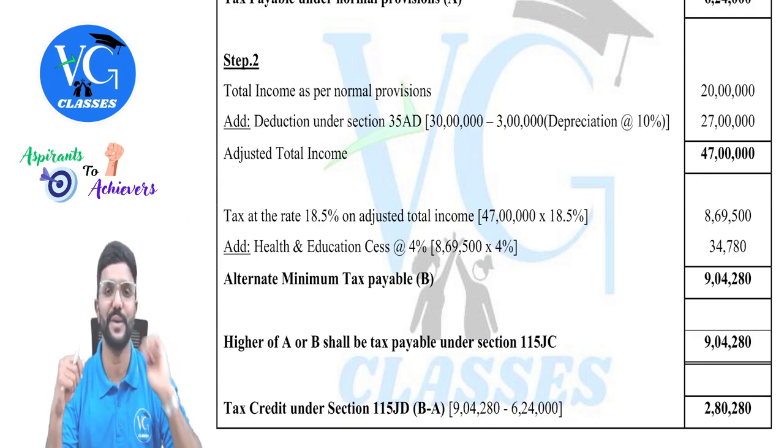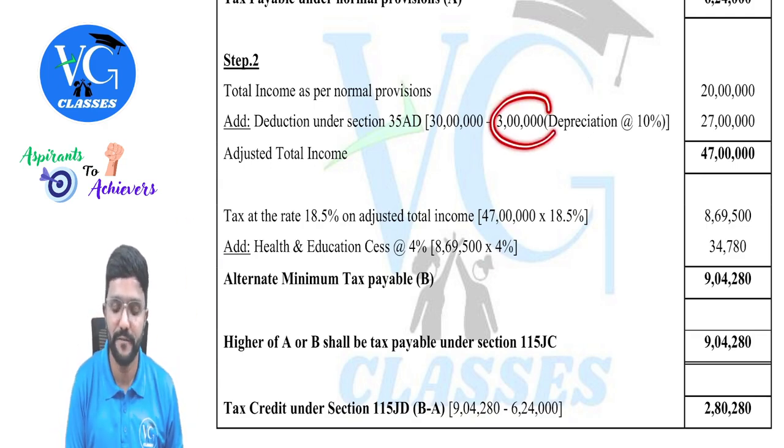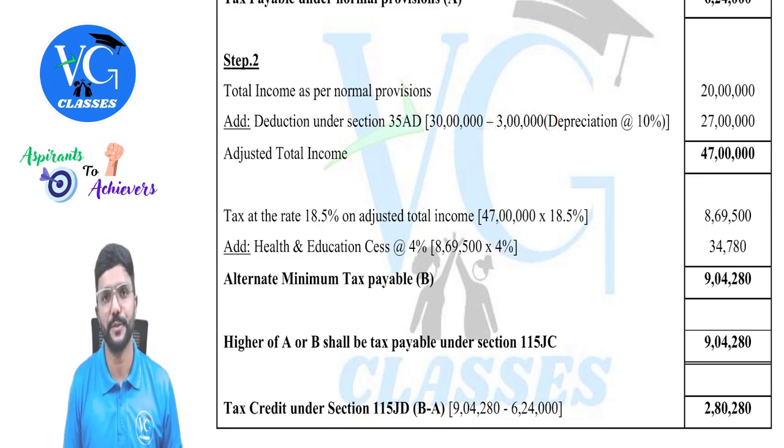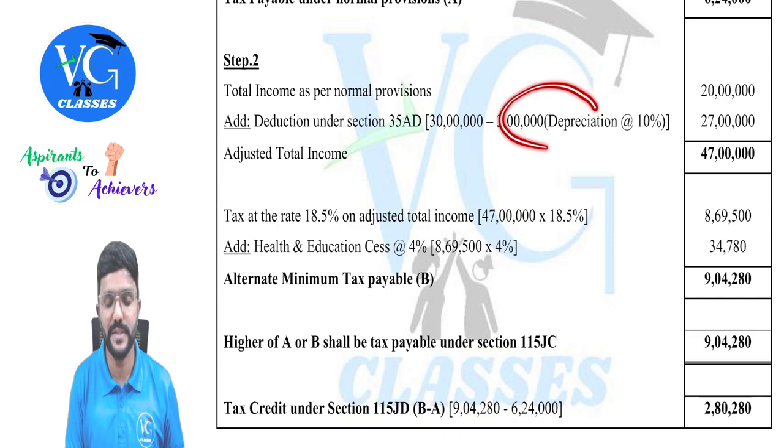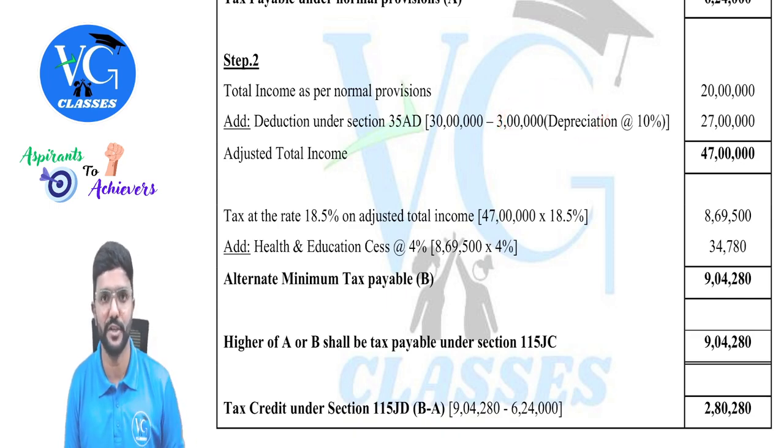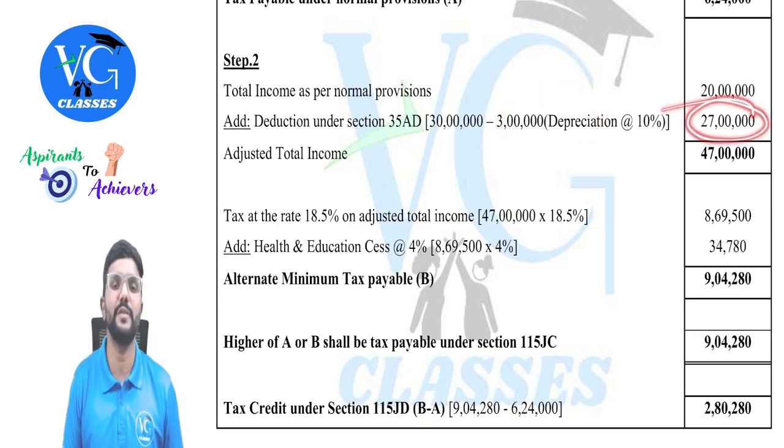How much is that? You calculate and reduce it from the actual capital expenditure. The remaining you need to add. This is as if depreciation was allowed. You calculate and reduce it from the actual capital expenditure. Only the remaining amount we will add here.